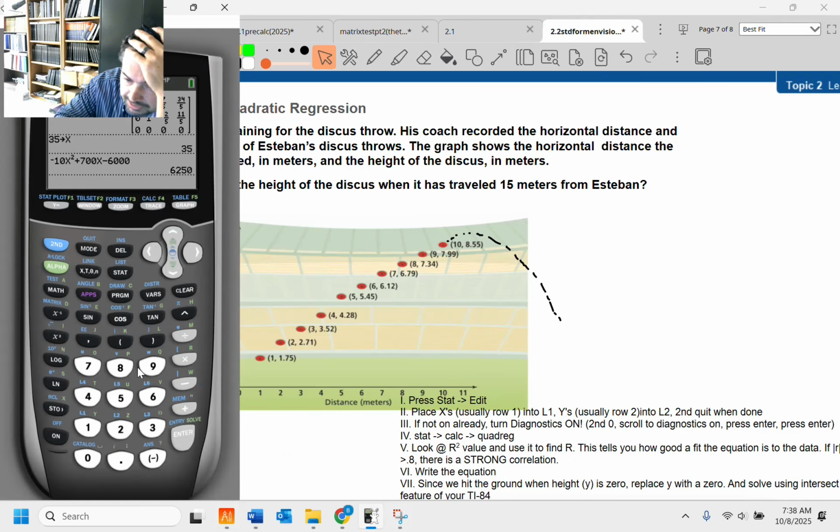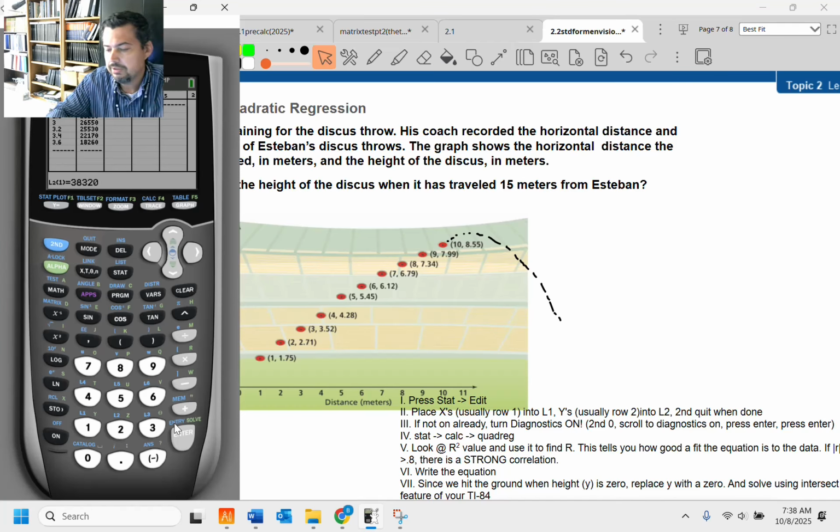We're going to go to Stat. We're going to go to Edit. We are going to place our X's in list 1 and our Y's in list 2. Notice I'm hitting the clear key and not the delete key. I've got X values of 1 to 10, and then I'm going to put in the y values. That's the general gist of these things. X is in list 1, y is in list 2.